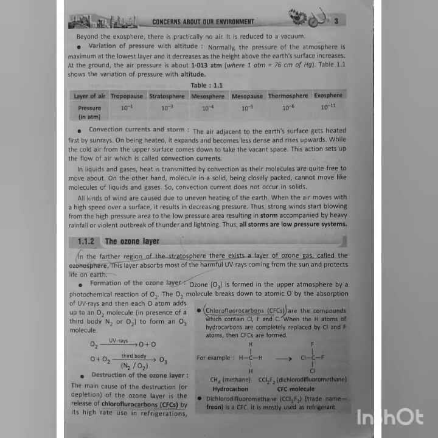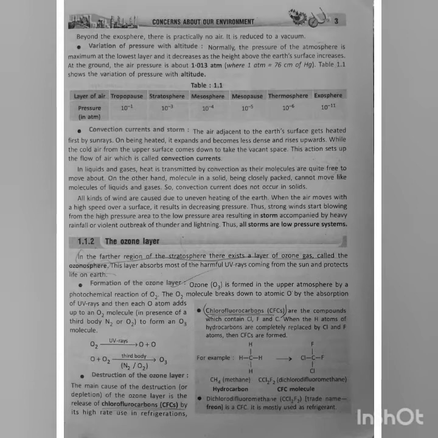Alright, that is, when winds start moving from the area of high pressure to the area of low pressure, it causes storm accompanied by heavy rainfall or violent outbreak of thunder and lightning. Thus all storms are low pressure systems. So remember convection currents, how they are formed and how storms are formed also.